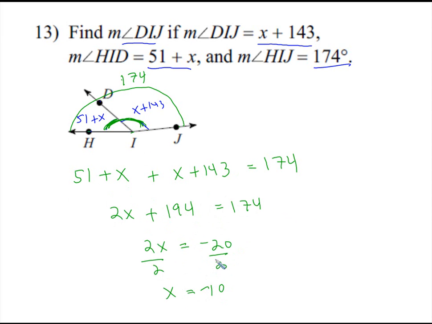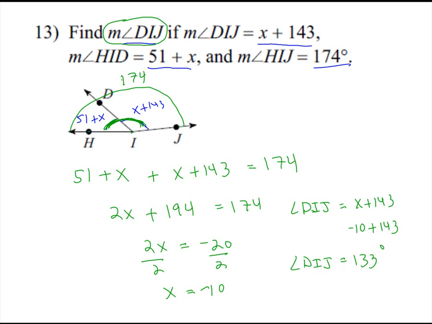Okay, now just be careful, we're not just finding x in this problem, they want us to find angle DIJ. Okay, so it says angle DIJ, so remember angle DIJ is x plus 143. Now that we know what x is, it's -10, we can plug it in there. So now we know angle DIJ is 133 degrees. Okay.